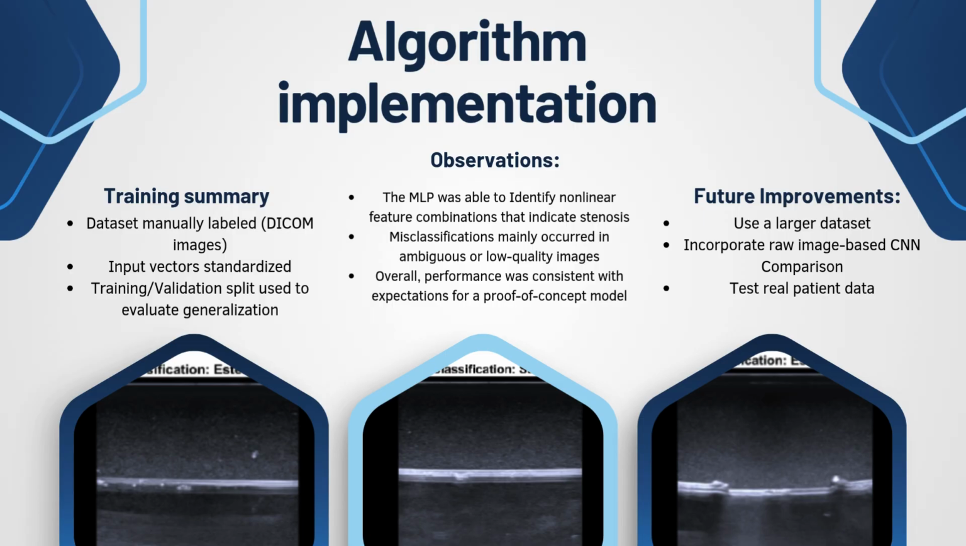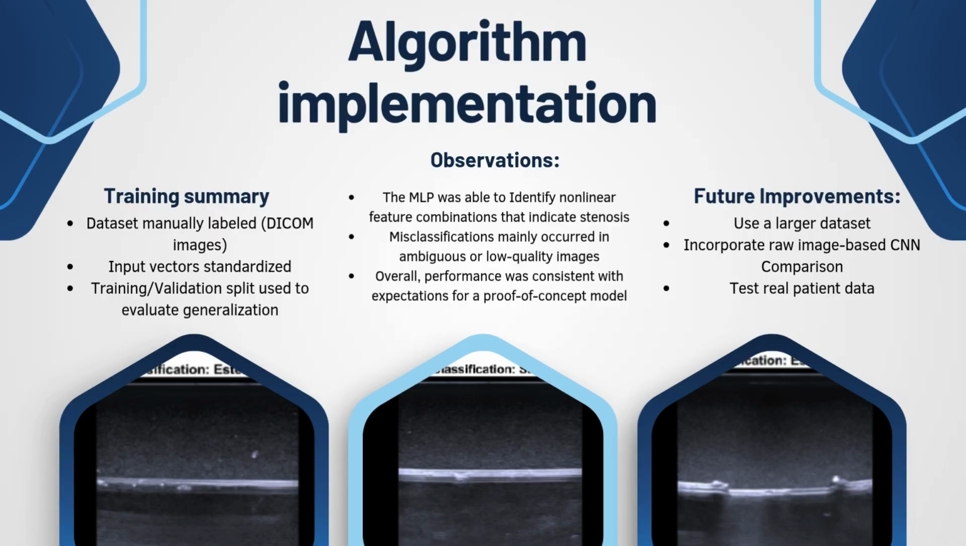In this phase, we implemented a multi-layer perceptron model trained with features extracted from DICOM ultrasound images. The dataset was manually labeled to distinguish between healthy and stenosis vessels. Input vectors were standardized and a training-validation split was applied to assess generalization. The MLP was able to recognize nonlinear feature patterns that correlate with stenosis, such as wall irregularity and lumen intensity.